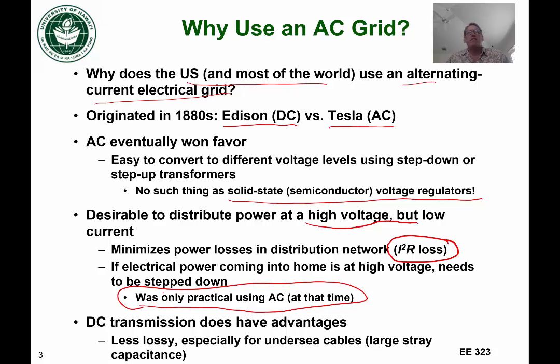That's not saying that DC doesn't have some advantages. In fact, DC does have some advantages. It has some loss advantages, specifically when we're talking about long cables and having to do with stray capacitance. Because as you know, capacitance only matters for AC. You have to charge and discharge a capacitor. At DC, capacitors look basically like open circuits and there's no loss there. So there are some advantages to DC as well.